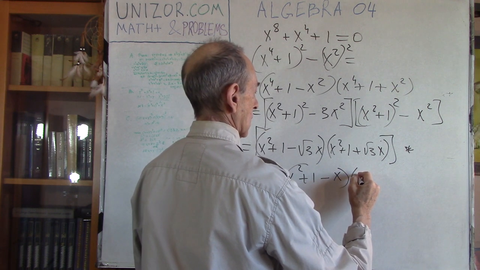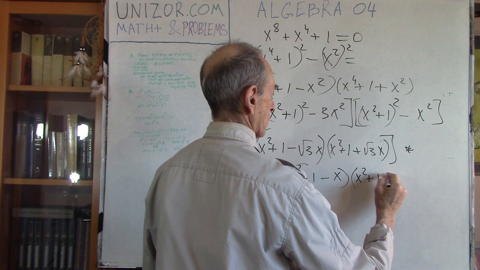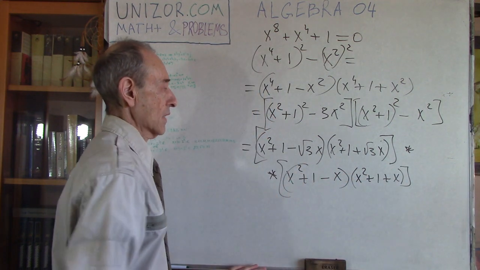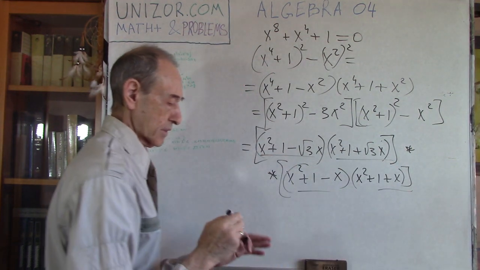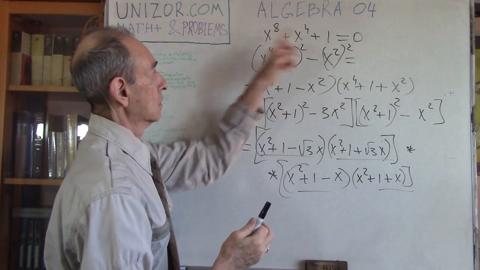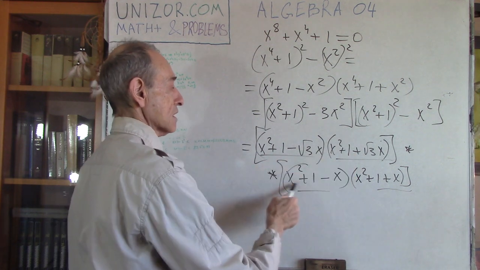and x squared plus 1 plus x. So what do I have? I have a product of four different quadratic polynomials. It's equal to 0, which means either this one is equal to 0, or this, or this, or this.